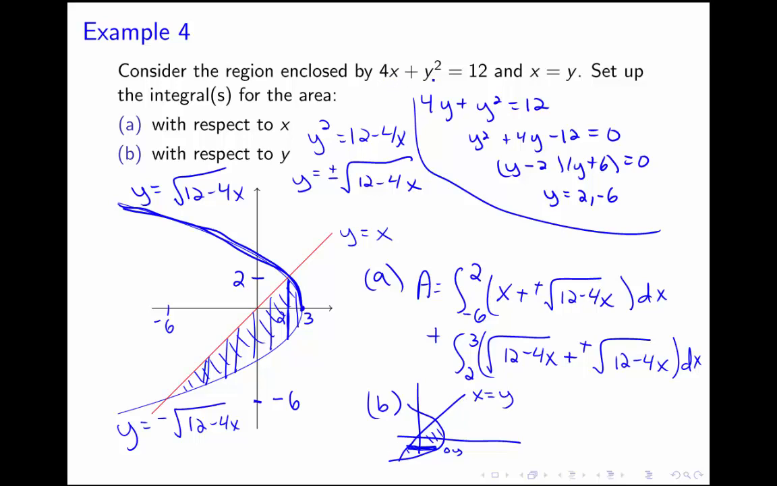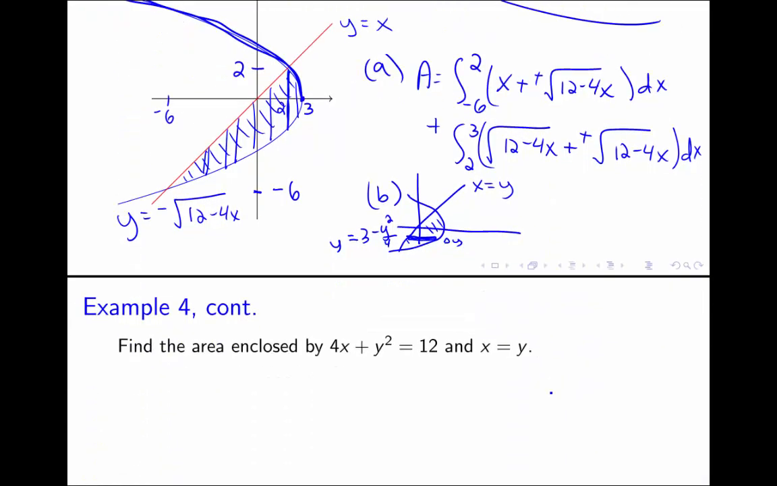I also have 4x plus y squared equals 12, so I'd like to solve this for x in terms of y. So I see that 4x is equal to 12 minus y squared, or that x, if I divide both sides by 4 here, is equal to 3 minus y squared over 4. So that's the equation of my parabola here in terms of y. And I have these nice y bounds from -6 all the way up to, let's see, 2 for my region.